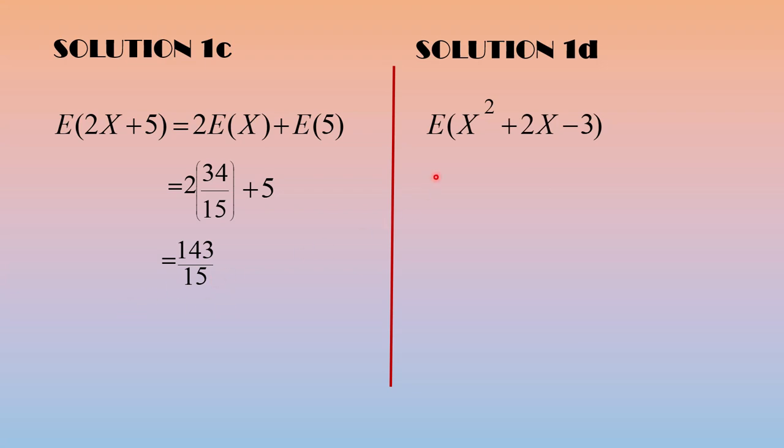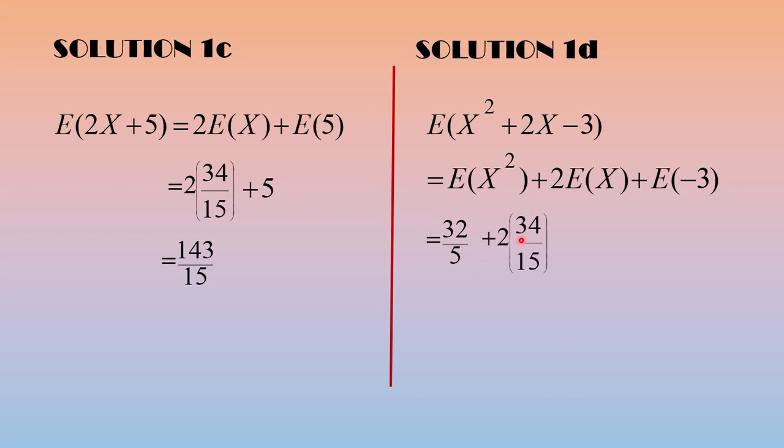Next, we will find the expected value for X squared plus 2X minus 3. By using the properties, we have expected value for X squared plus 2 times expected value for X plus expected value for negative 3. Expected value for X squared from (b), we have 32 over 5, plus 2 times 34 over 15, minus 3. Simplify, we will get 119 over 15.